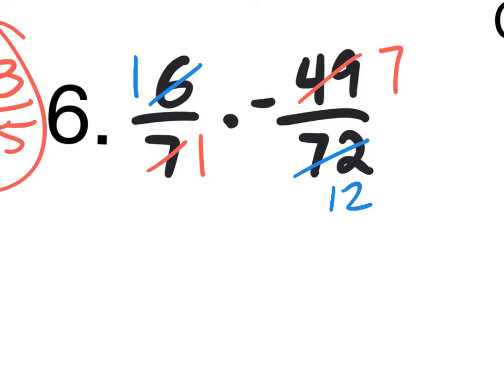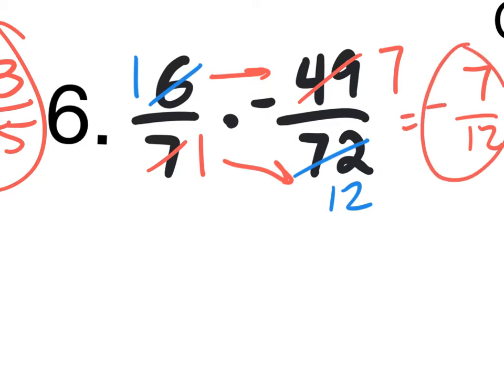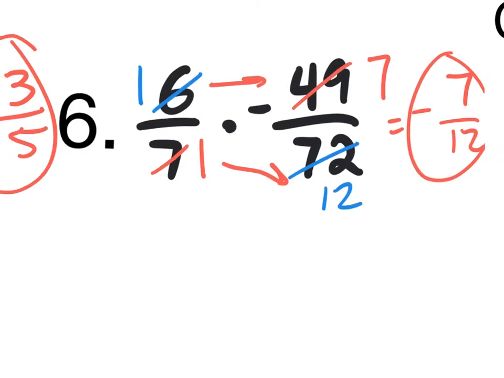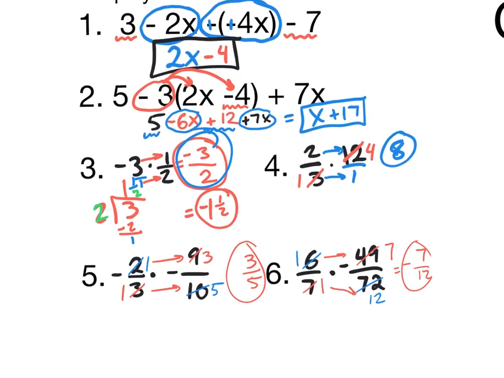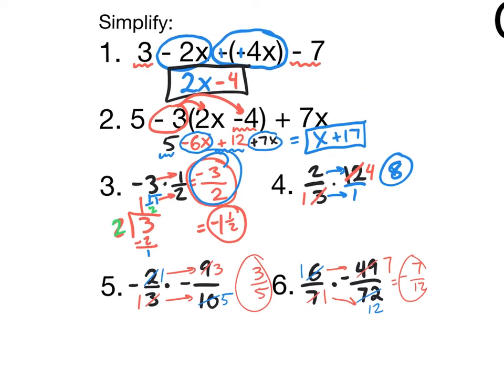So what do we have left up here? We have a 1 times 7, that's 7. We have a 1 times 12, that's 12. So your answer is 7/12, but we have a positive number times a negative number. So my answer has to be negative. So negative 7/12 is my answer for number 6. I hope we understand how to multiply with fractions because it's going to be on our practice today.